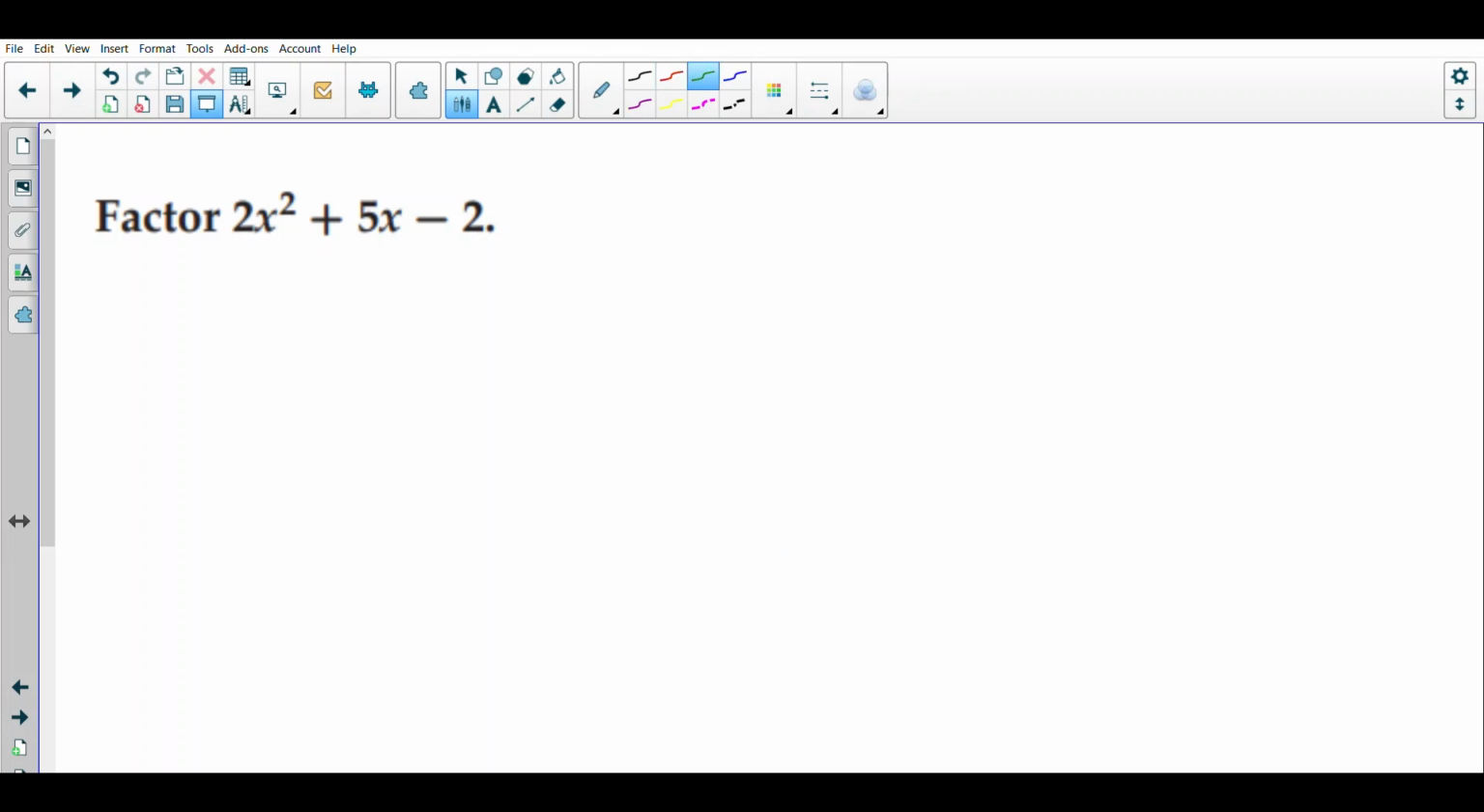So I'm going to take 2 times negative 2. So I get negative 4. Well, I'm looking for factors that add up to negative 5. Okay? So I have negative 4 times 1. That doesn't work. 4 times negative 1. That doesn't work. I would have 2 times negative 2. Well, that doesn't work.